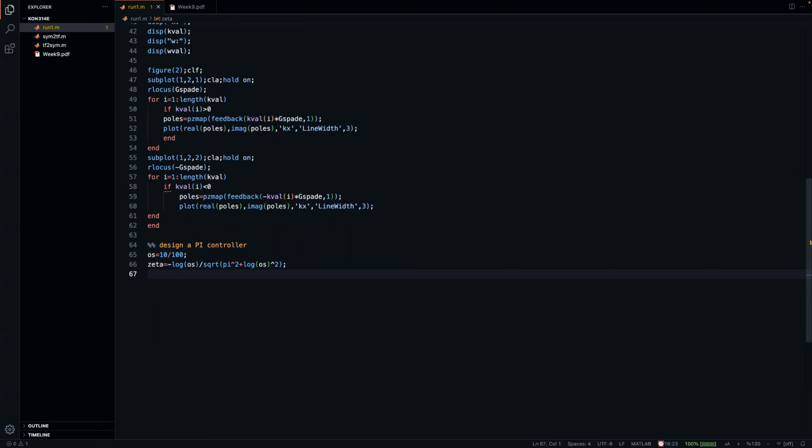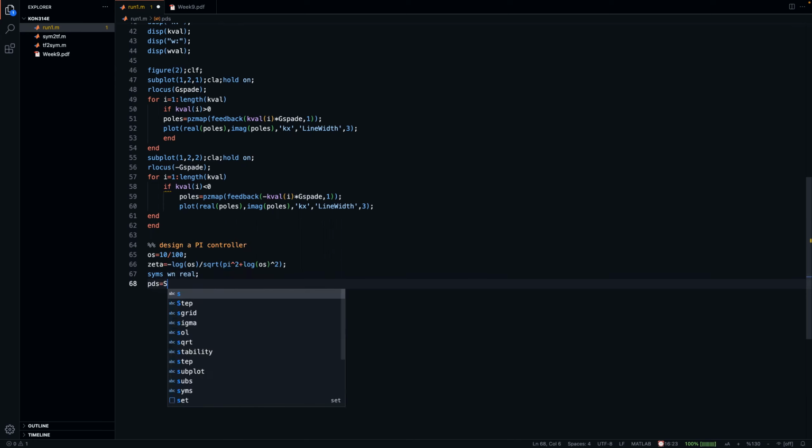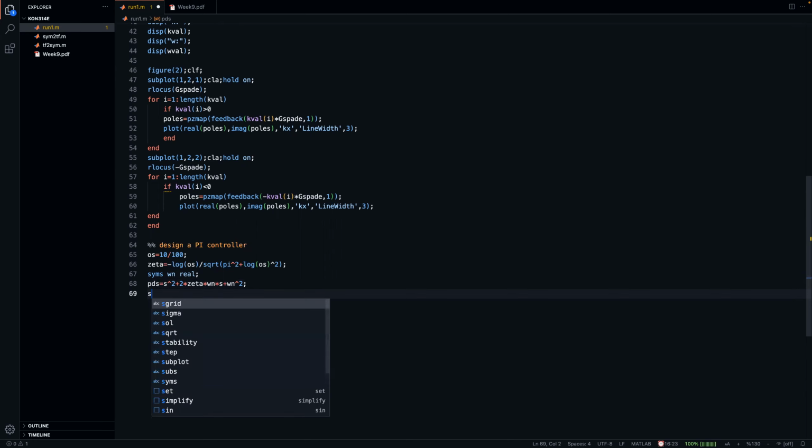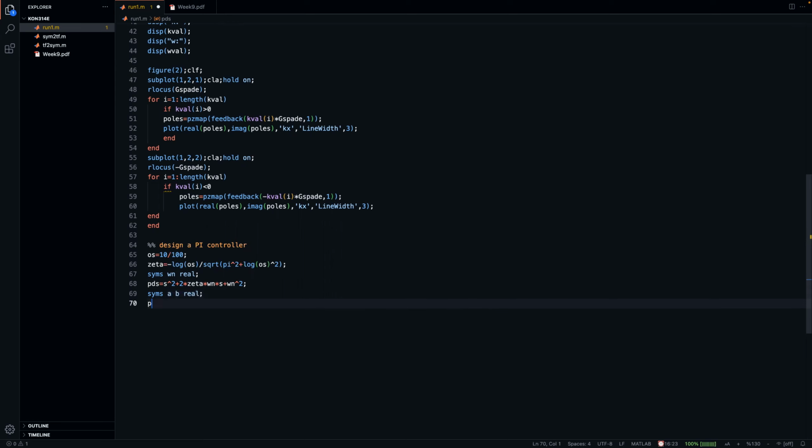Let's have it symbolic for now. Let's see. TDS is going to be s squared plus 2 times zeta times omega n times s. This is basically the usual stuff. And we will need, I guess, 2. Because the system is a third order system, the Padé approximation will add 1 to it.